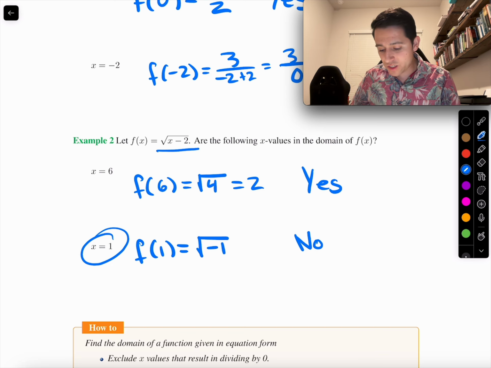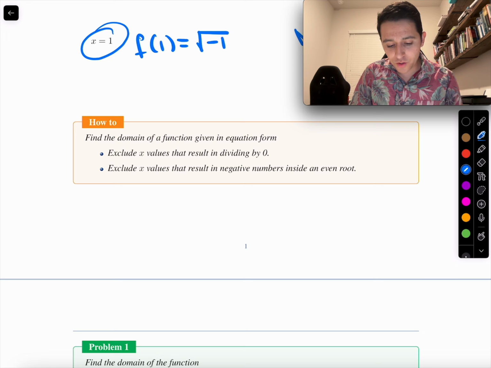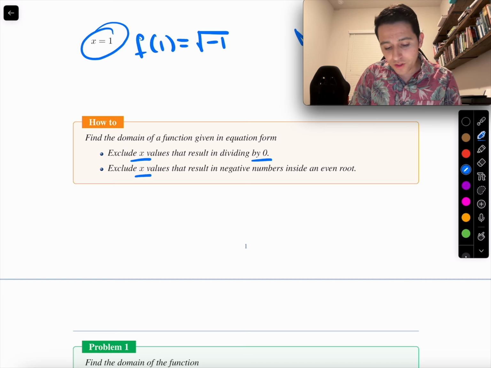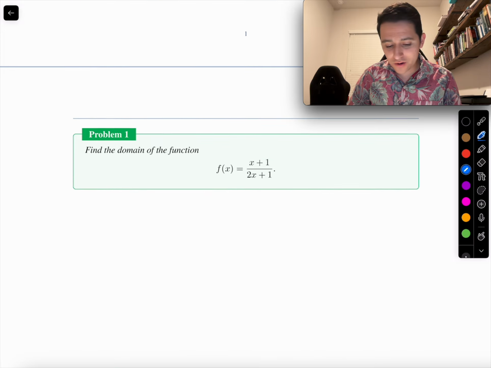Let's summarize what we concluded from these two examples. You're going to exclude x values that result in dividing by 0, like in example number 1. You're also going to exclude numbers that result in negative numbers inside of an even root, like example number 2. All right, let's do bigger examples.